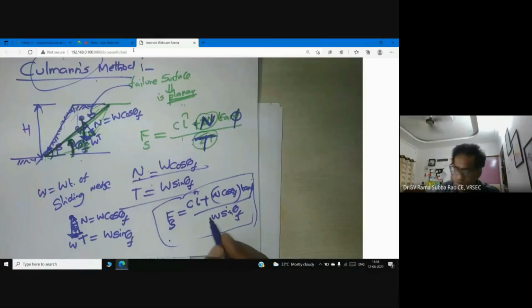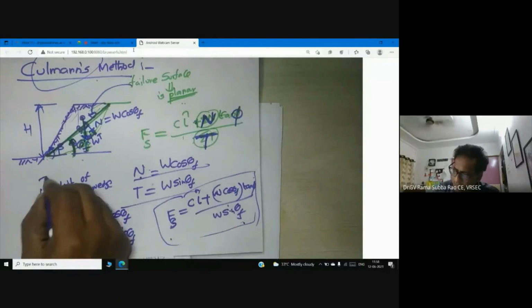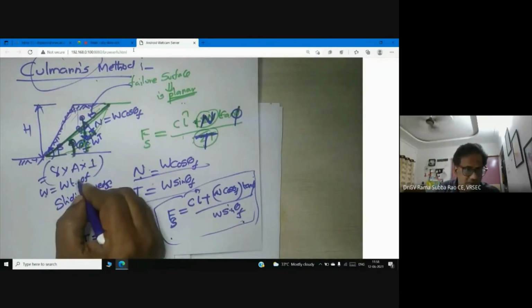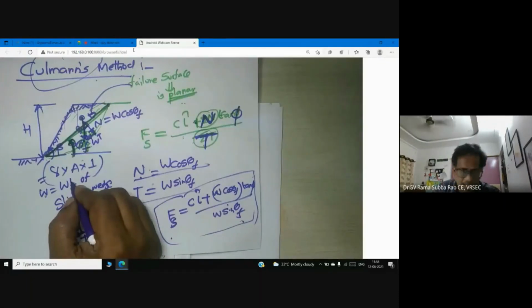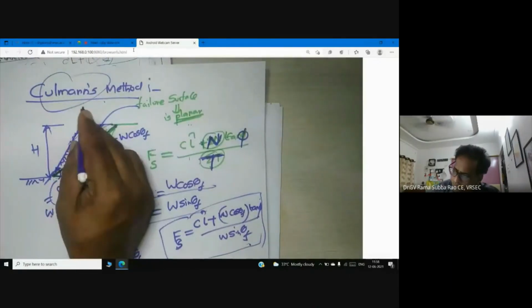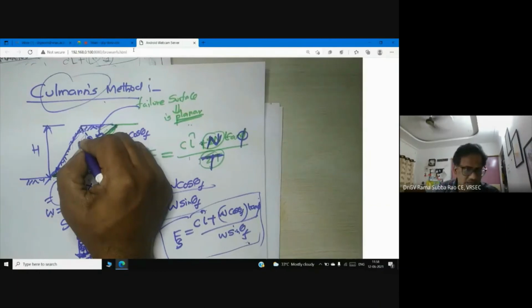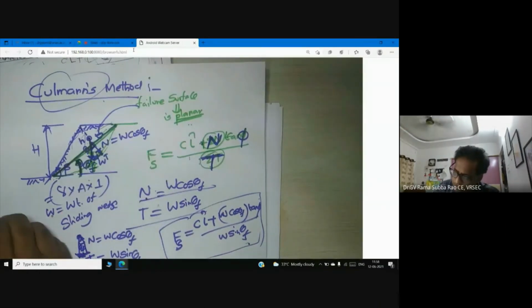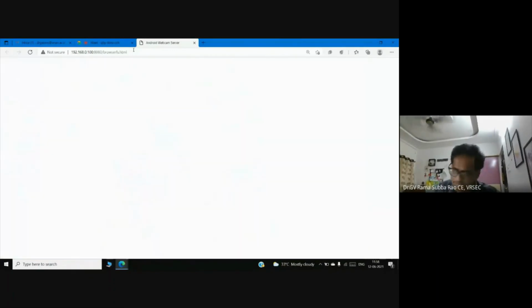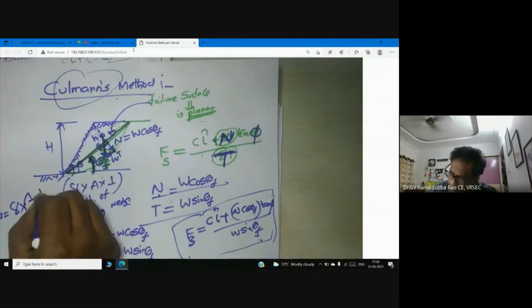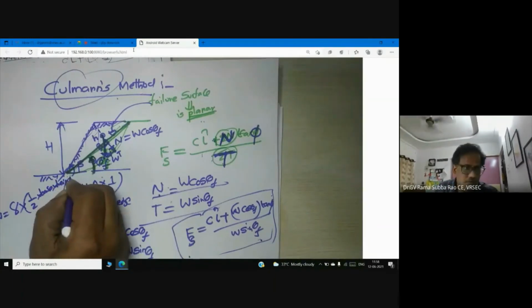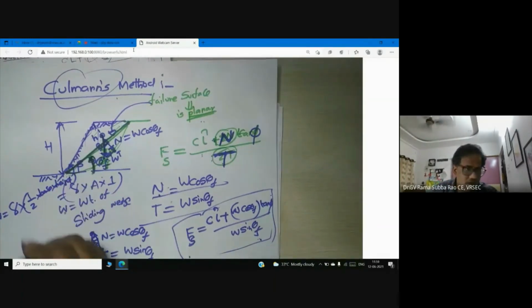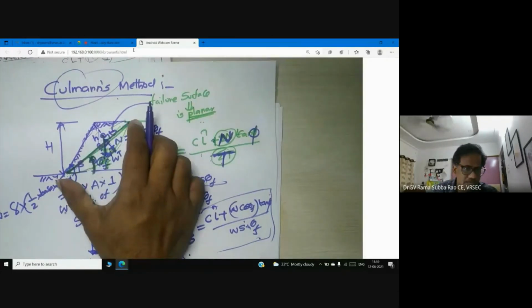Now you have W cos theta F, W sin theta F. What is W? Don't hesitate to ask me. W means gamma into area into 1. Now you can ask me how to calculate the area of the triangle. Can anyone tell me how to calculate the area of the triangle? What I have to do now? Take one vertical distance. Okay, now how to calculate W? Gamma into area, which is base into height. This perpendicular distance is the height, and the base is known. Base is nothing but the length of the failure surface.